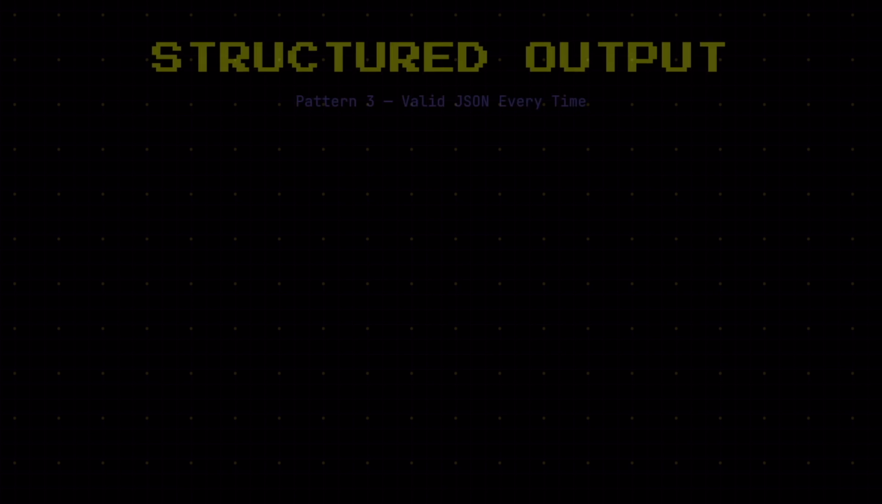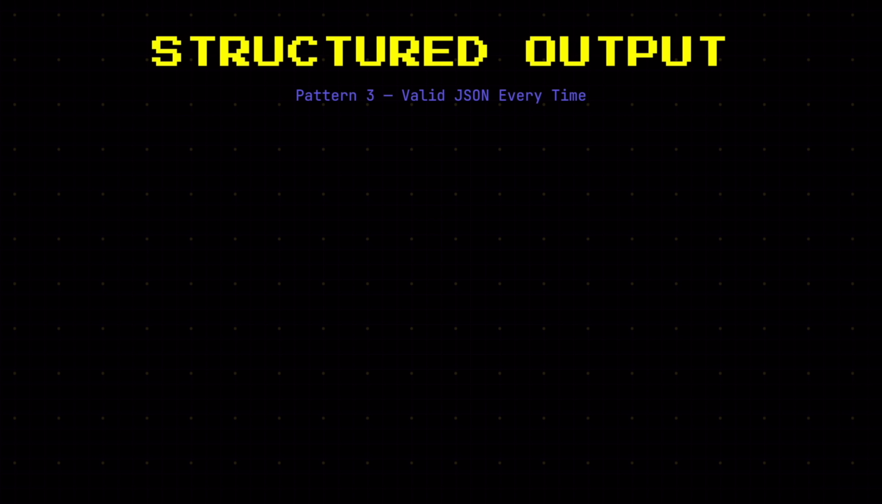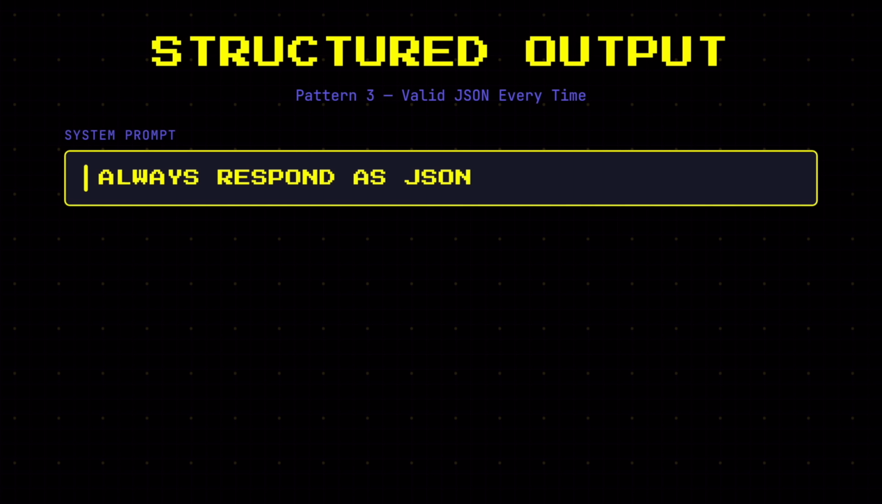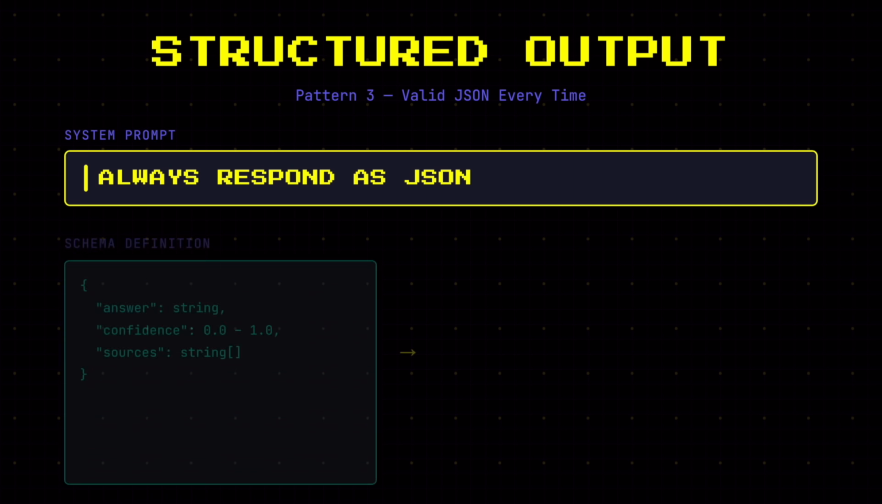Pattern 3 is structured output. Agents often need to produce output in a specific format. JSON for an API, a table for a report, a specific schema for a database insert. Structured output makes agent responses predictable and machine-readable. Most LLM providers now support forcing the model to output valid JSON matching a schema. Here's what that looks like.